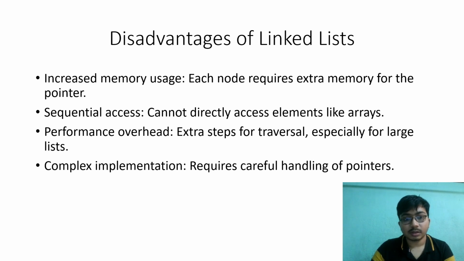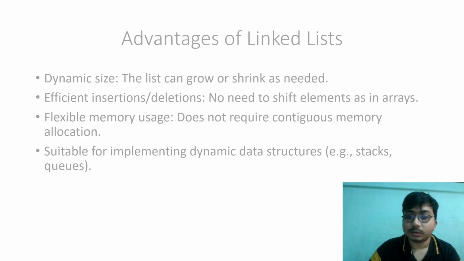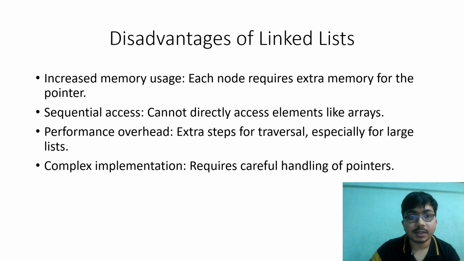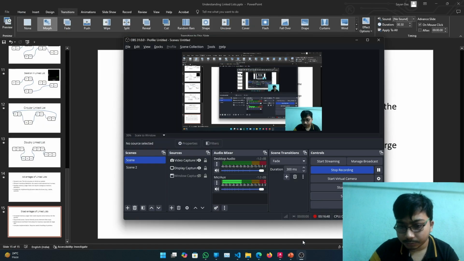And also, if you see, we need to store both the value of this node and the address of the next node, and in a doubly linked list, the addresses of both the next and the previous node. So as you can imagine, this will result in more memory usage. This is one disadvantage. And now let's implement some linked lists and see how it goes.